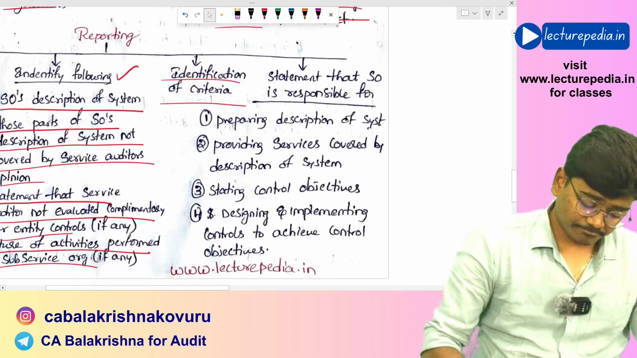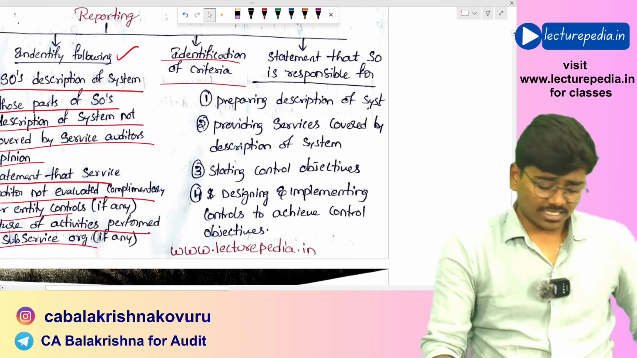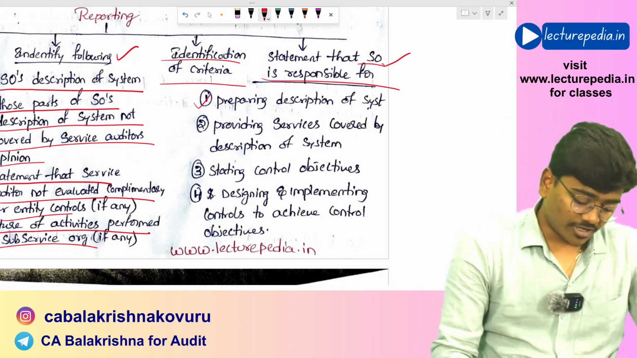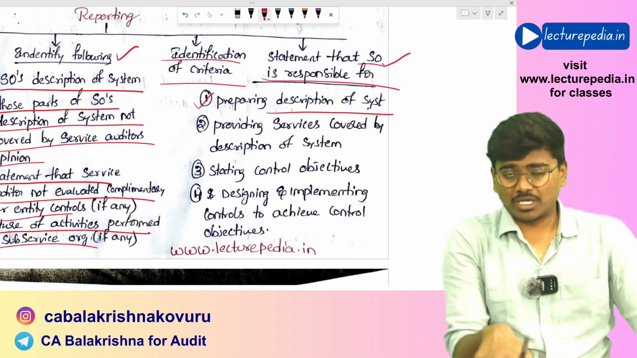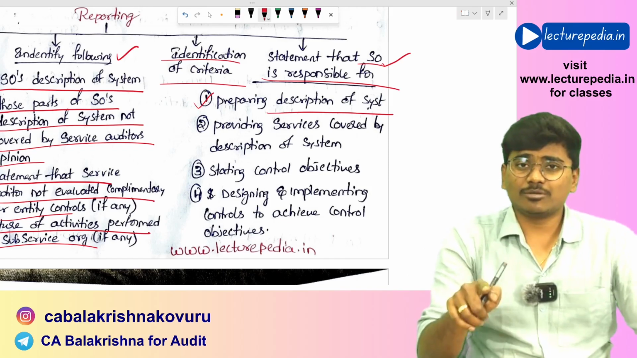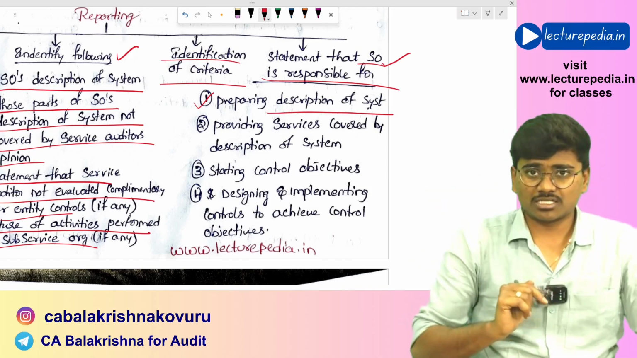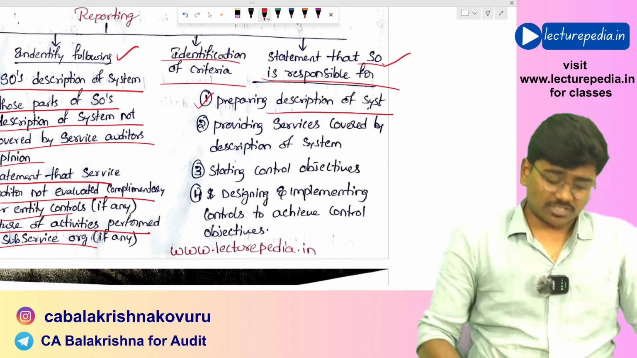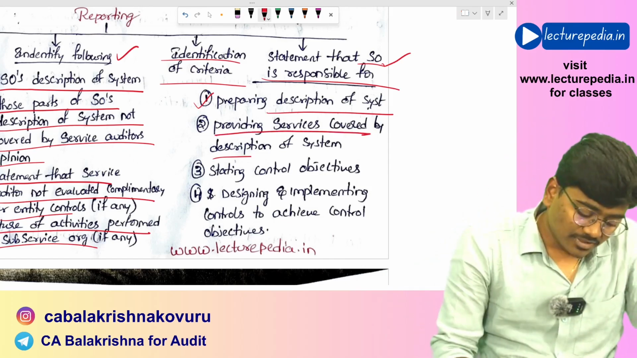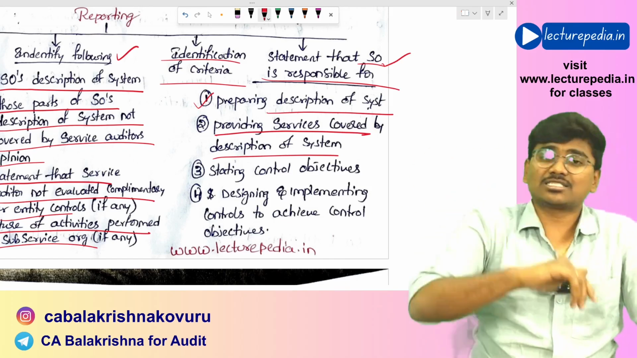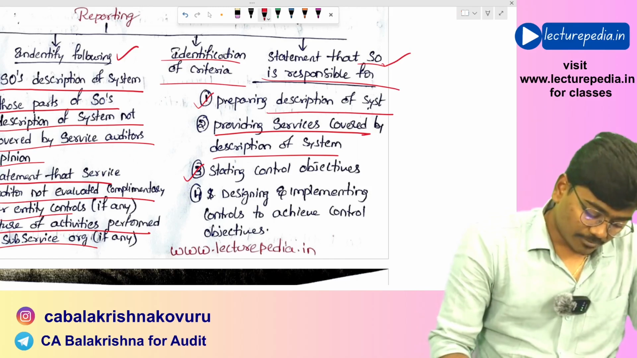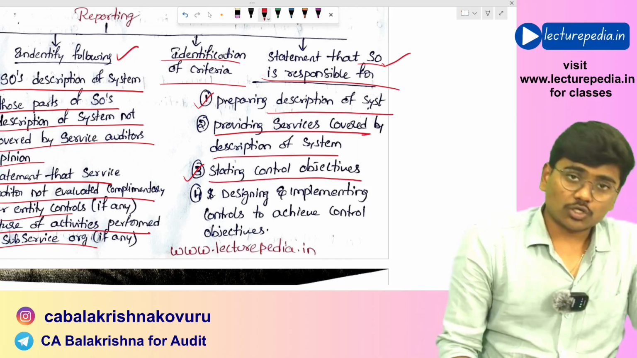Next, the report must contain a statement that the service organization is responsible for preparing the description of system. The description of system will be prepared by the management of the service organization. The auditor will not prepare the description of system. And it is also the responsibility of the service organization to provide the services that are covered under the description of system. And also it is the responsibility of the service organization for stating control objectives.